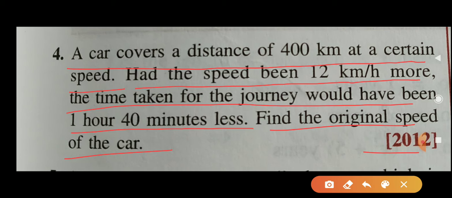What is given? The car is covering 400 km. This is the distance covered by the car. The speed of the car is not given. We can take the speed of the car as x, since we have to find the original speed. The condition is given: had the speed been 12 kmph more, the new speed will be x plus 12. Then the difference of time is 1 hour 40 minutes. So now you see the solution.